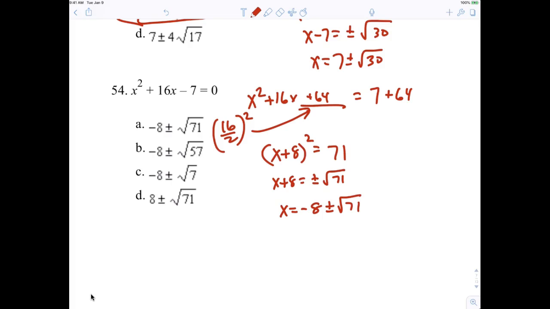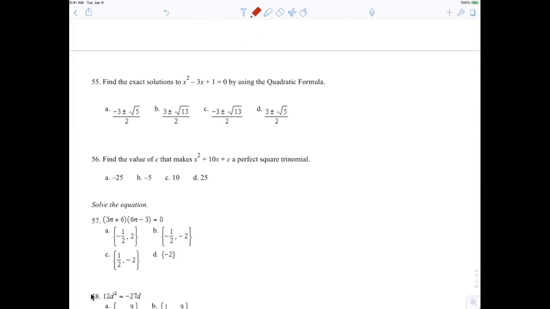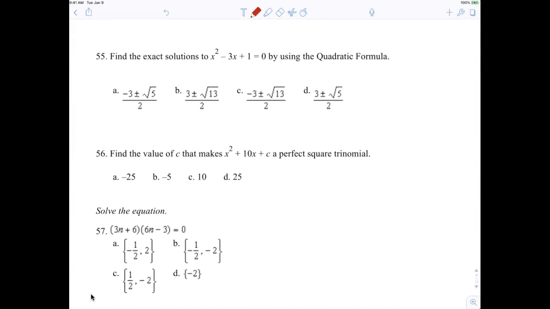Anybody have any questions or concerns? All right, let's take a look and see what 55 says. All right, everybody do that by using the quadratic formula real quick. Hurry up, quadratic formula.